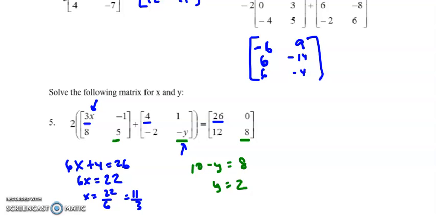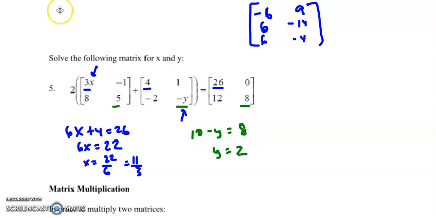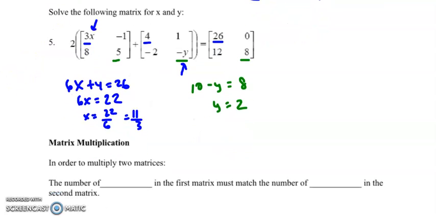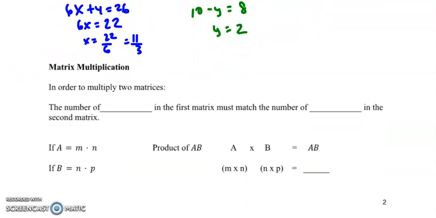All right, the next thing we're going to work on is matrix multiplication. Now, matrix multiplication by hand is quite the interesting task, and we're not going to actually do that in this class. We're going to rely on our calculators, but we do need to know when we are allowed to multiply matrices.